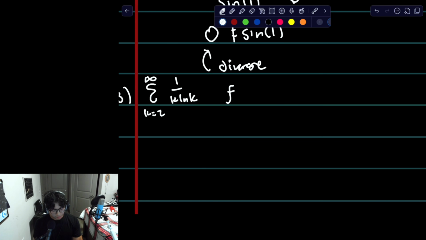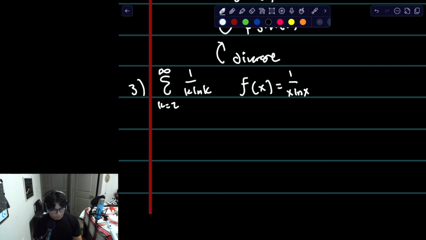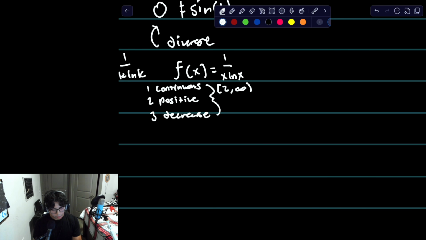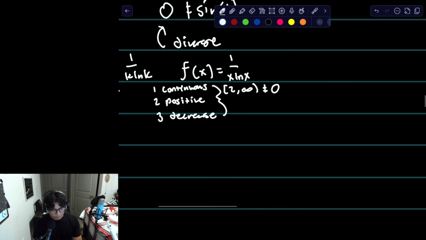Now let's make our f of x equal our a of n, replacing all of our k terms with x and testing our three tests. Is it continuous? Is it positive? Does it decrease? Let's find out. So to prove it's continuous, if you plug in any value in our bounds, the denominator will never become 0. To prove it's positive, if you plug in our bounds, our x and our ln x will never become less than 0. It will always be greater than 0 because x is positive and our ln x is positive.